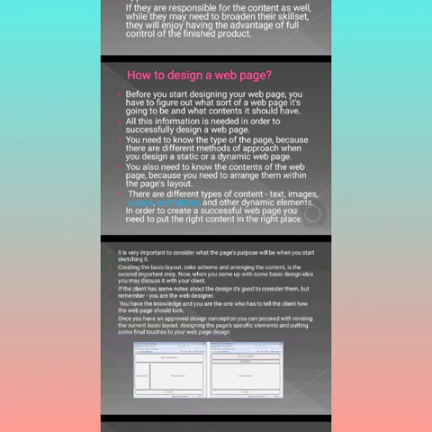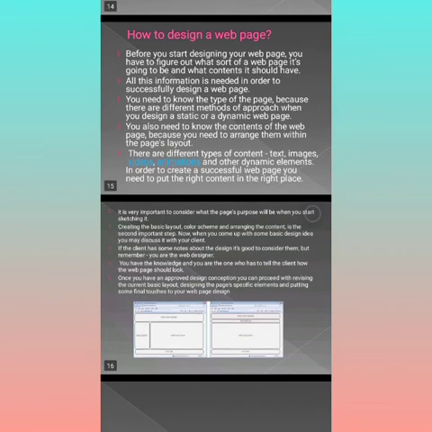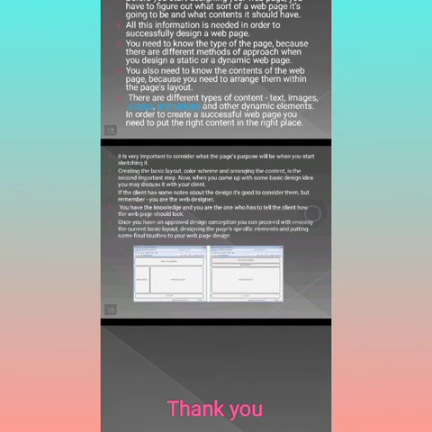You also need to know the contents of the web page because you need to arrange them within the page layout. There are different types of content: text, images, videos, animations, and other dynamic elements. In order to create a successful web page, you need to put the right content in the right place. It is very important to consider what the page purpose will be when you start sketching it. Creating the basic layout or color scheme and arranging the content is the second important step.